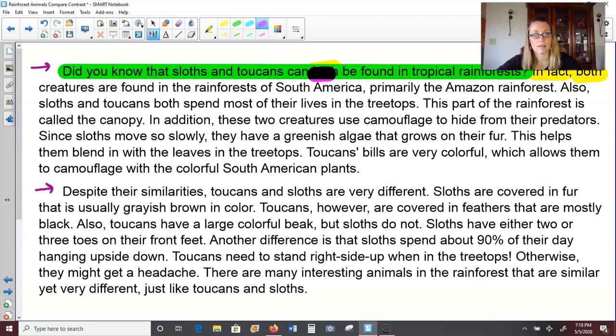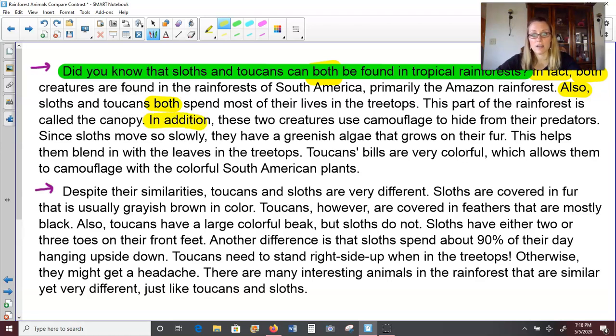Whoops, let's see if I can, oh, that's not good. All right, we'll just leave it yellow. So when I say both, it's an indication that I'm giving a similarity. I'm comparing two things. Also is a transition word that's leading into my next fact. And I use both again because I'm talking about how they are similar.